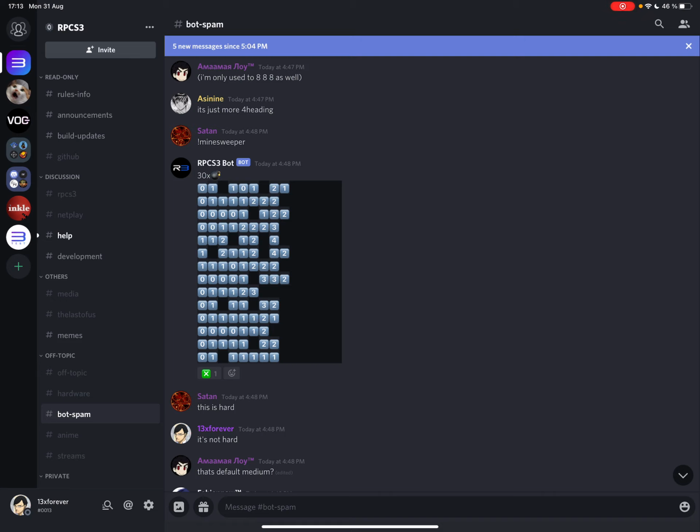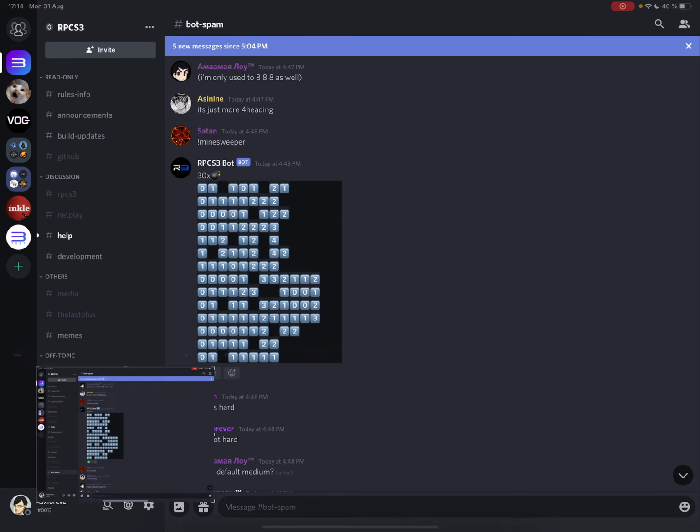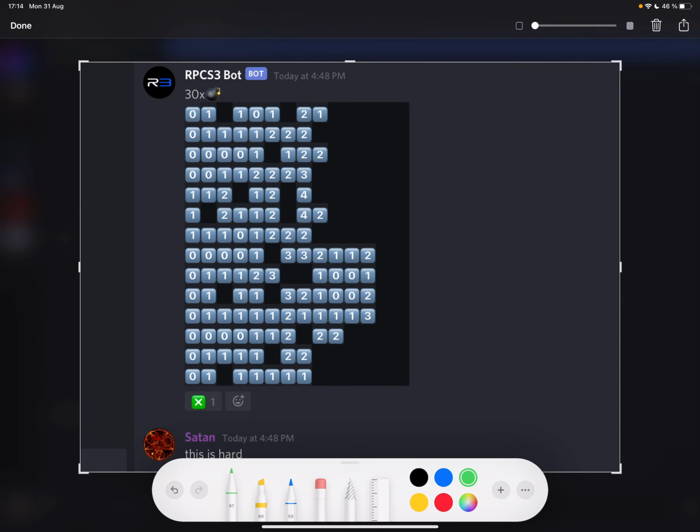So there is no mine here, here, or here. 1 touching a mine means there is no mine here. Now we have zeros. So let's open all of this. A classic 1 touching a mine on the corner, so that would mean there is no mine here.